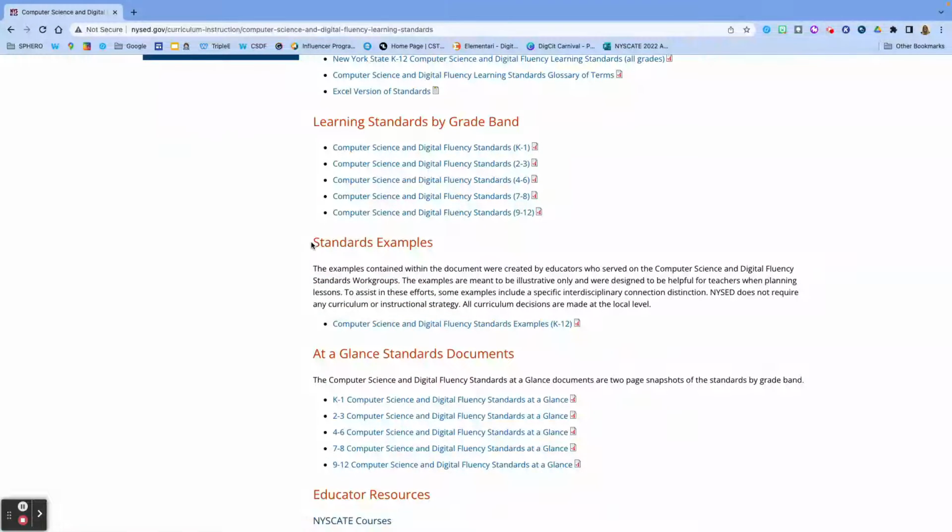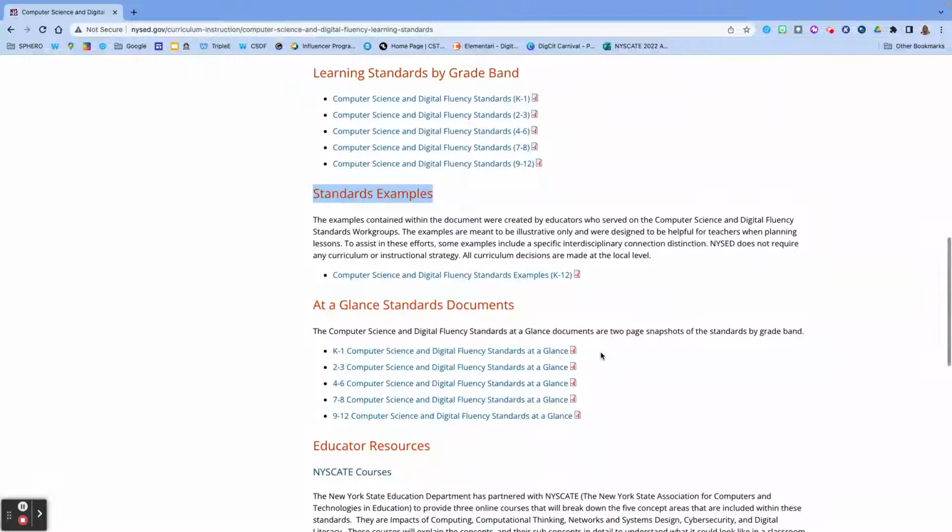Below the learning standards by grade bands, there are standard examples. These examples were put together by educators around the state, and so they're great for you to take a peek at to see what the standards could look like in action. Again, I highly recommend that you look at the standards for the ones below your grade band and above, as it might help you see a clearer picture as to how these standards could look in your classroom.